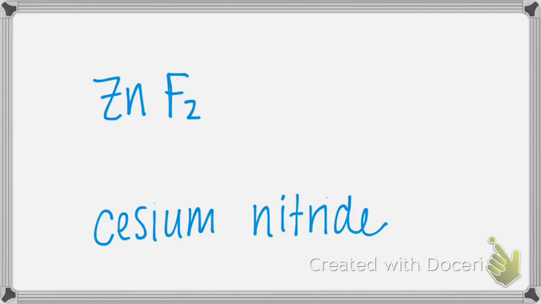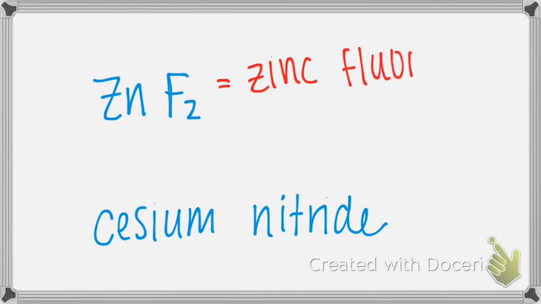Caden, you want to try on the first one? Tell me what you got. Zinc fluoride. Perfect. I never spell fluoride right. Maybe I did today. Zinc fluoride. Perfect. Second one. Who wants to give me the chemical formula for the second one? Lexi, what you got? Cs3N. Would we agree? Yes. Perfect. Cesium is a +1. Nitride is a -3.